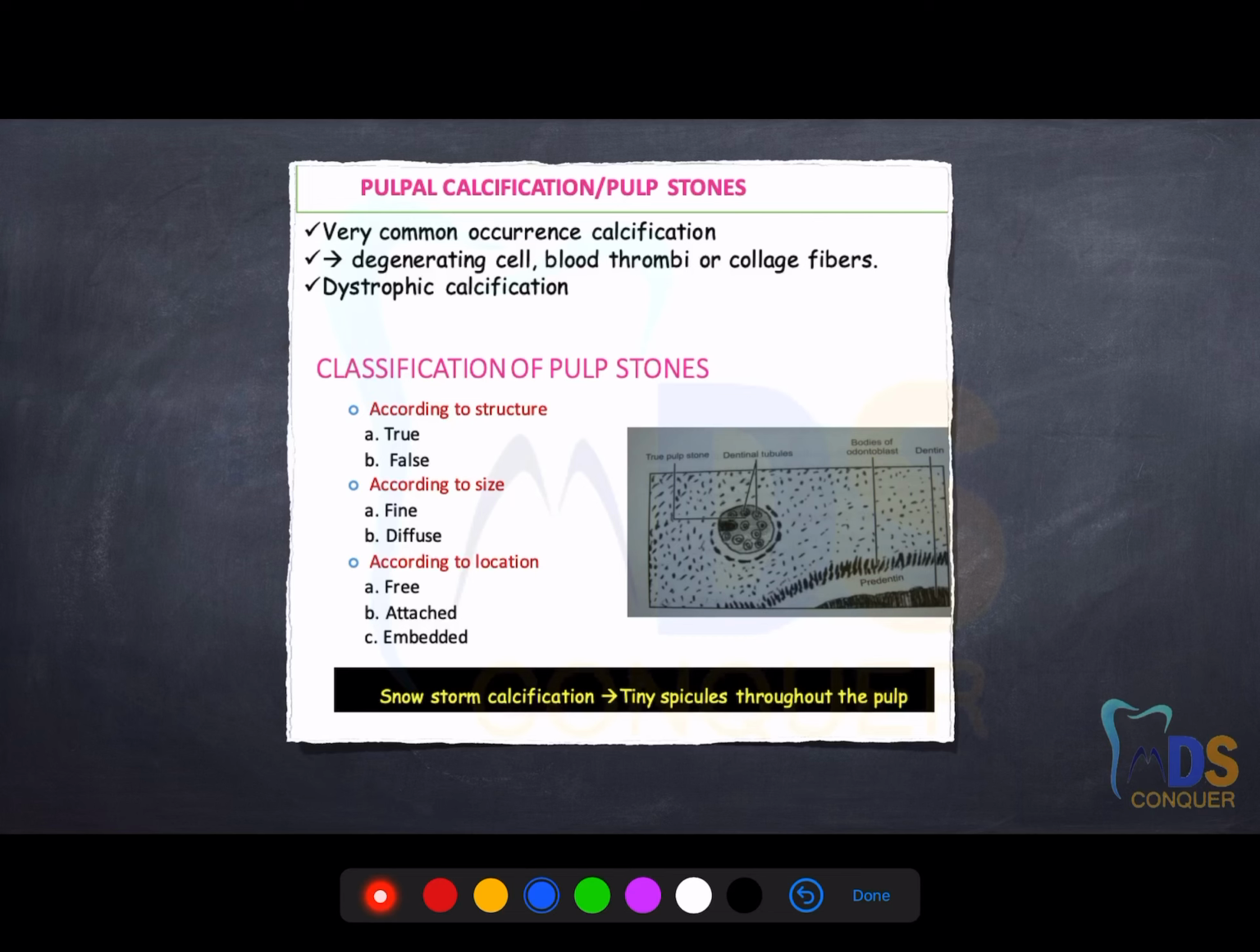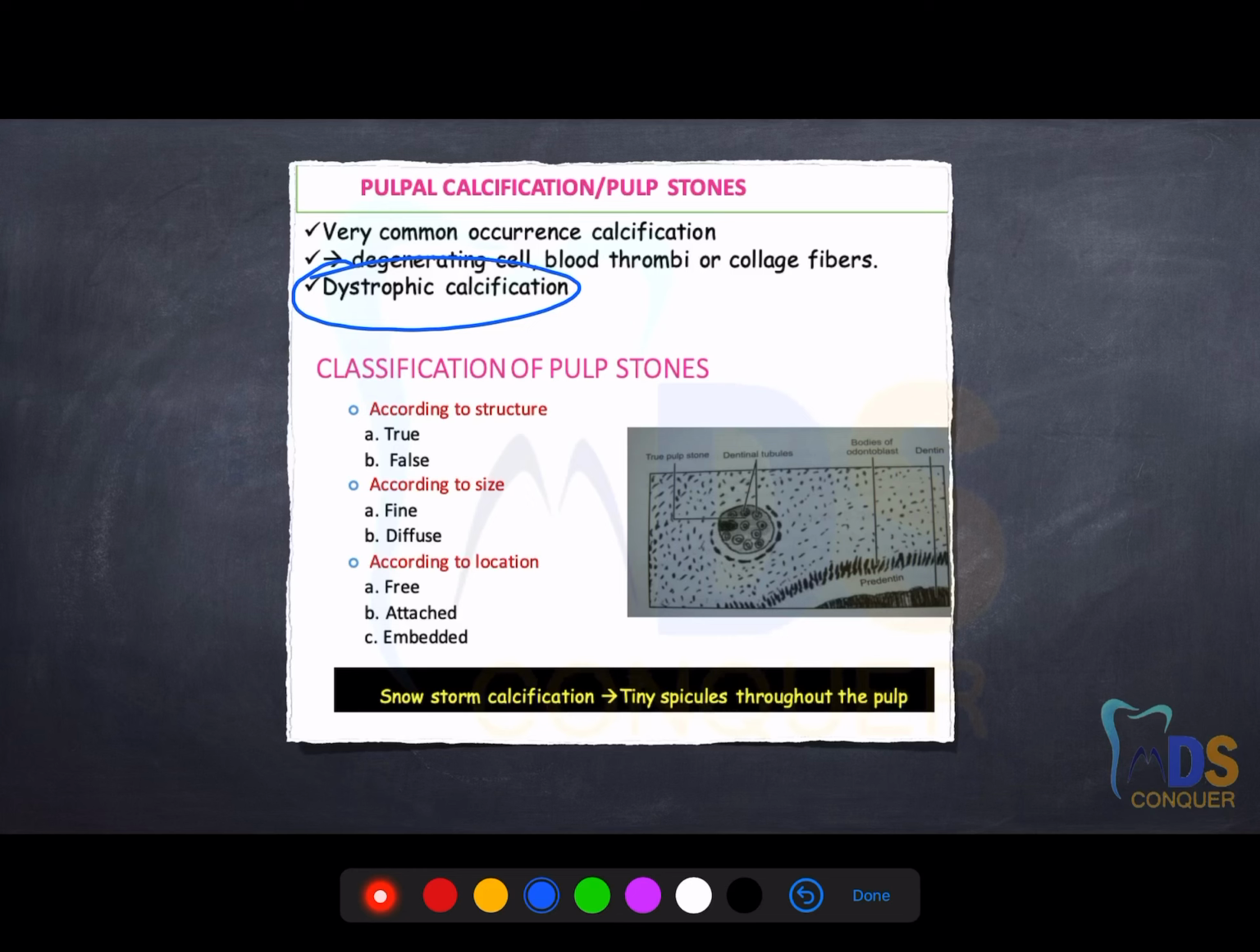Coming to the pulpal calcifications or pulpal stones, which are a common occurrence and basically age related. These pulpal calcifications, pulpal stones, come under the dystrophic calcifications. Please do make a note, in your general pathology, calcifications are important. That is dystrophic calcifications and metastatic calcifications. What is the difference between them? What are the examples? Everything was covered in the mock exams. If you're not clear, just go back and see. This is a very important area.